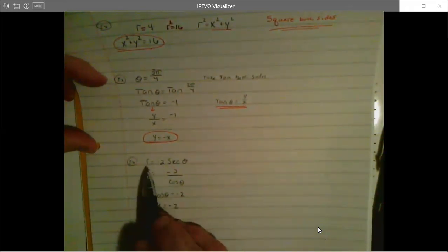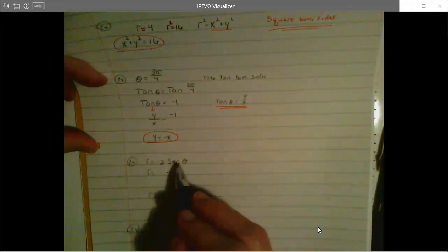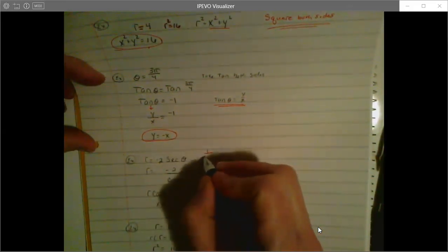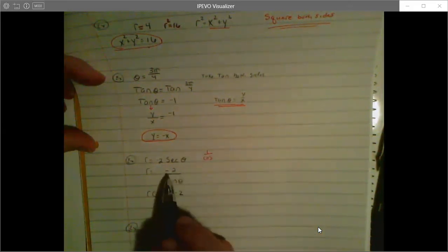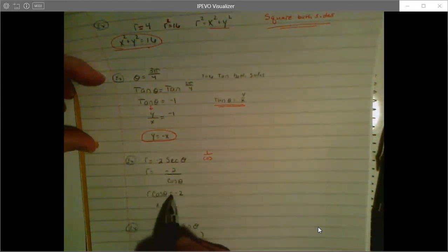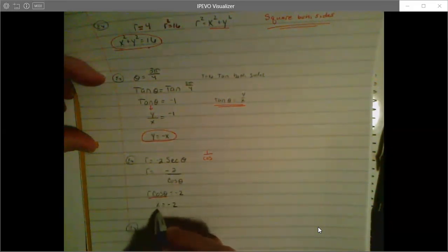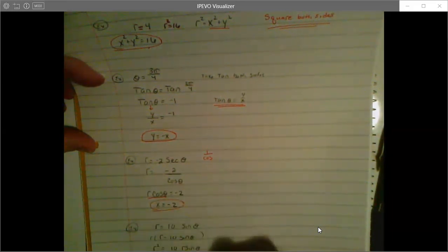Okay, the next one, r equals negative 2 secant theta. Well, secant is 1 over cosine. So I can rewrite this as negative 2 over cosine. And then I'm going to cross multiply. So when I cross multiply, I get r cosine equals negative 2. And r cosine is x. So x equals negative 2. And here's my rectangular form.